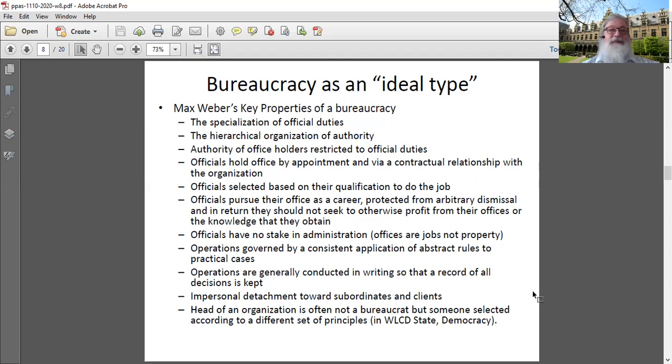And of course, bureaucrats shouldn't be taking bribes or selling favors or making money in other ways from their offices. Their job is to be public servants. They can't buy and sell their offices. Their offices are their jobs, not their property.